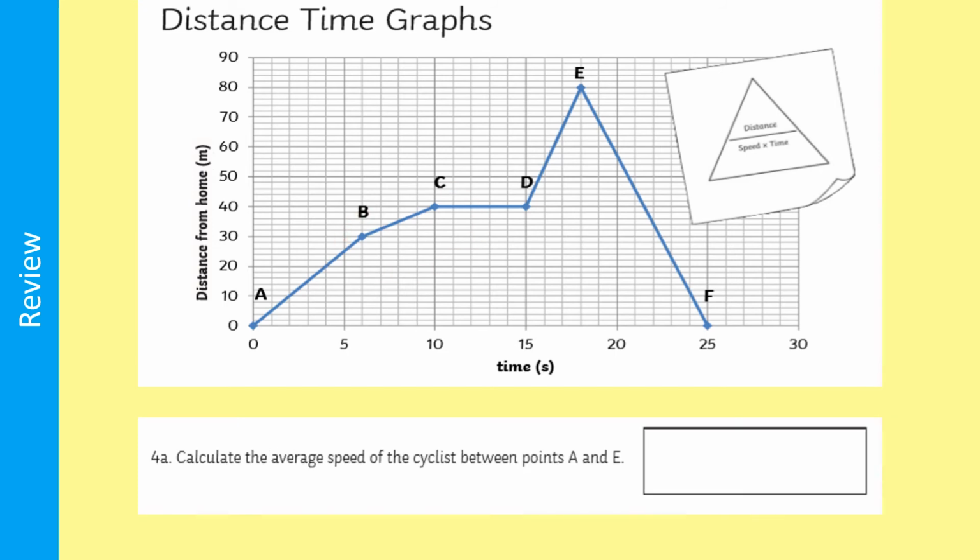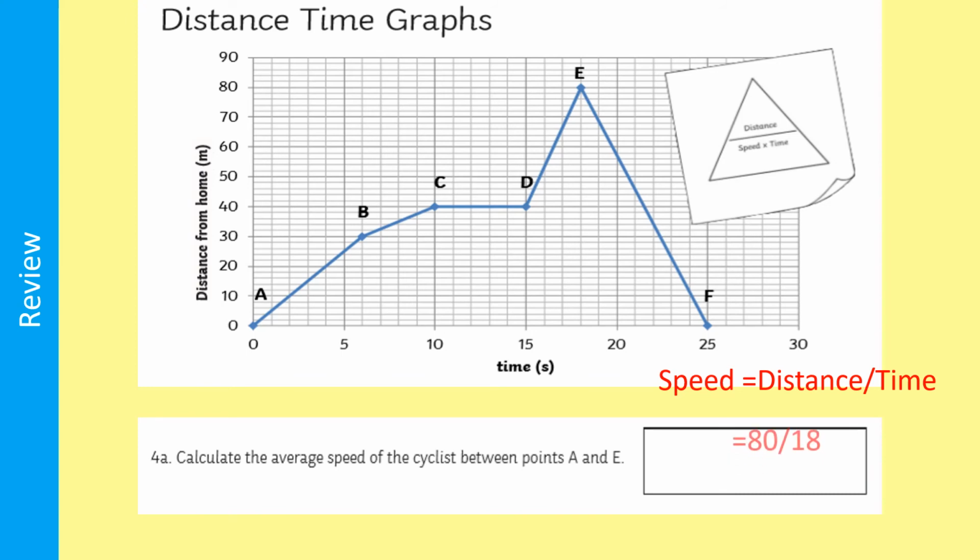Part 4A, calculate the average speed of the cyclist between points A and E. So that is from here to here. Now you know a formula for working out speed. Speed equals the distance traveled divided by the time taken. So between A and E, we need to work out the total distance traveled and the total time taken. So let's write our formula down first. Speed equals distance divided by time.